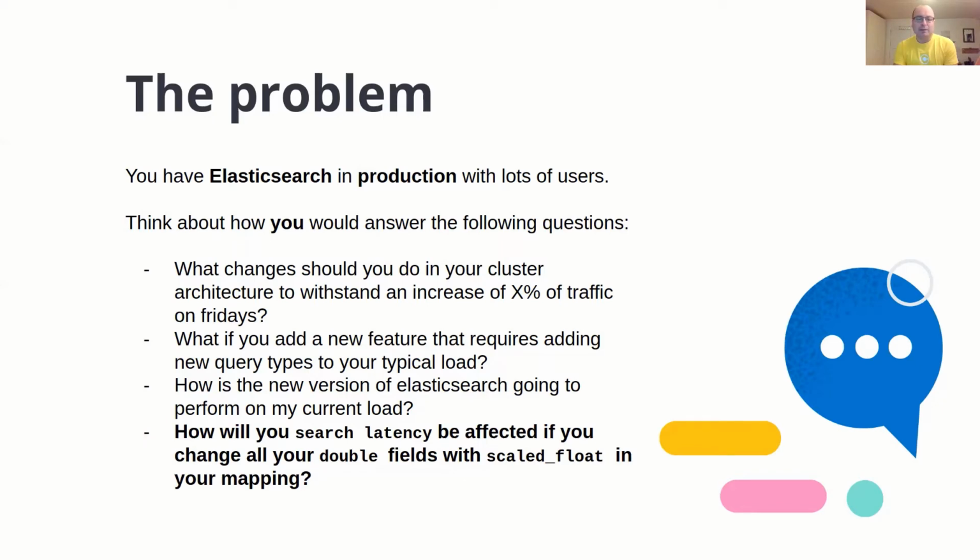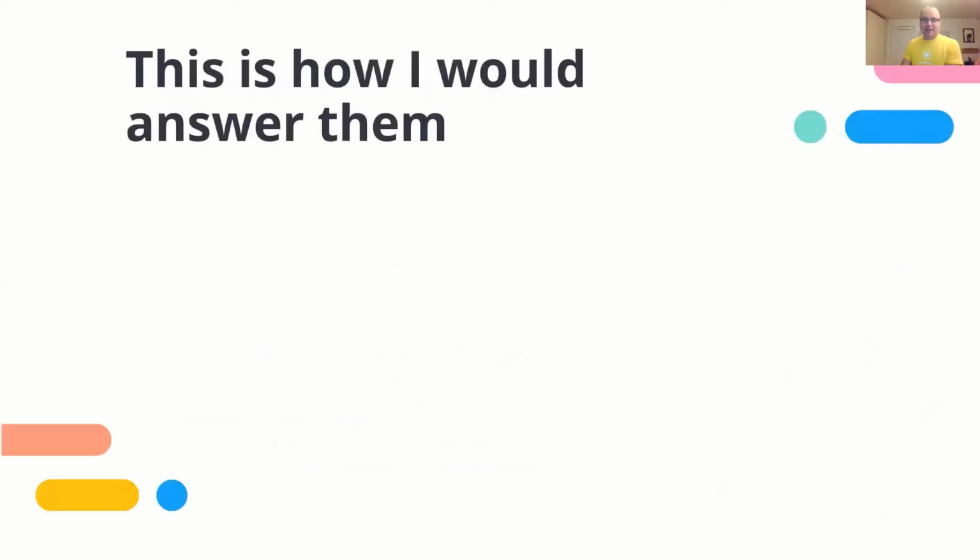How will your search latency be affected if you change all your, say, double fields with scaled float in your mapping? I will come back to this last question. But this is how I would answer them. With data. I personally don't like guessing. I like to be able to experiment, gather data, and reach conclusions based on evidence.